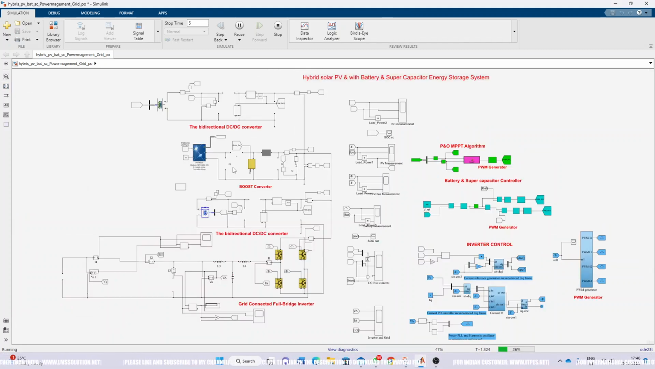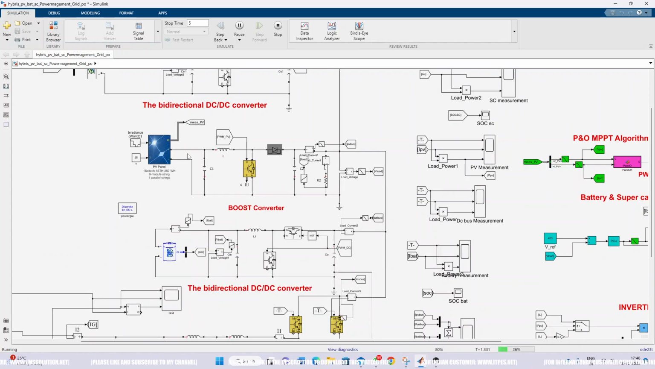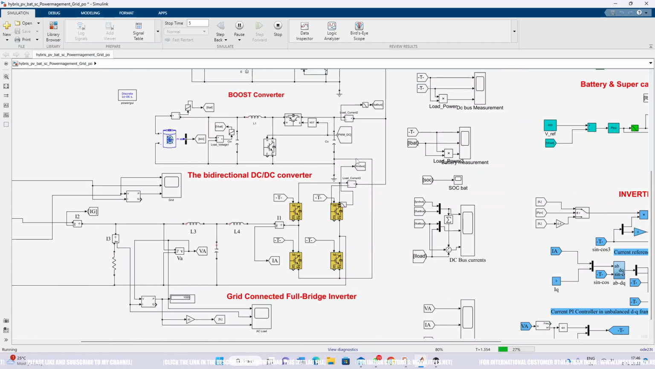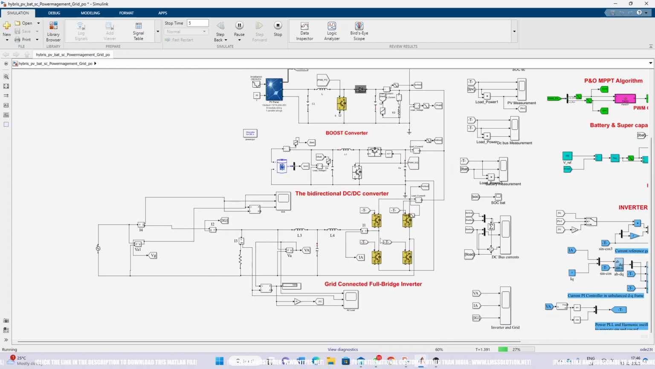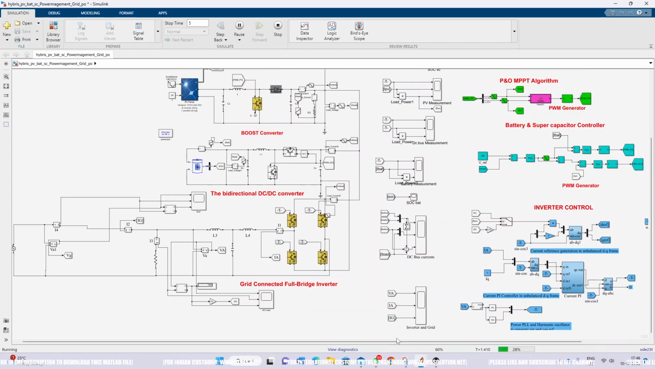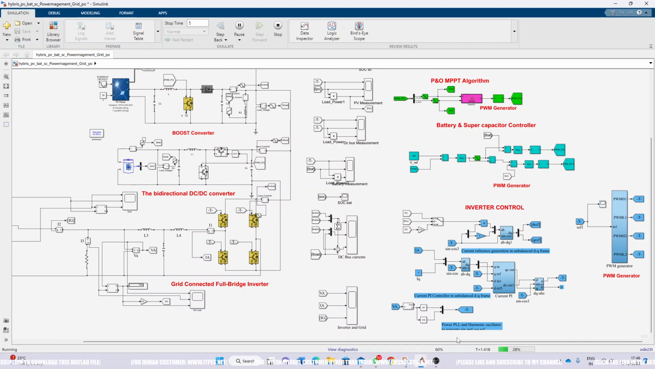So this pulse is going to control this boost converter to extract the maximum power from the PV panel. And then in the DC bus we are connected with the inverter and load. At this point we have the grid. So here we are going to control this inverter in order to connect with the grid by means of inverter control. The inverter is going to be controlled by means of the current control concept.